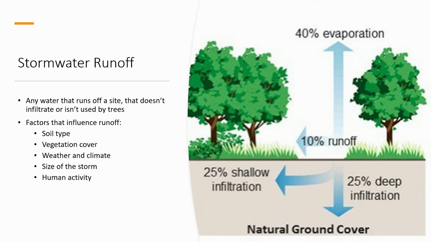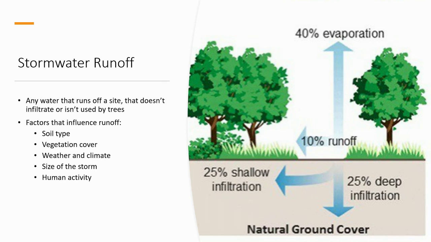When rain falls on an undeveloped, forested site, some rain enters the ground or infiltrates. Some is captured by the tree canopy and then evaporates, and some runs off the site. We call this stormwater runoff.